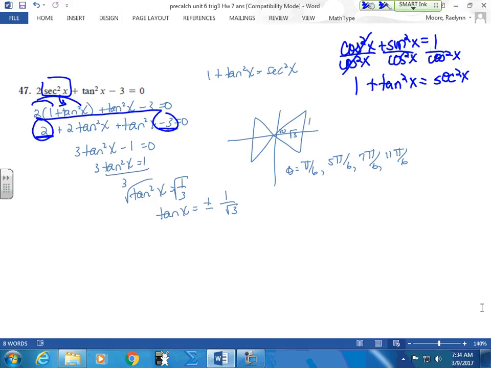Another thing I see kids do is leave this under here. If you leave that under there, it doesn't look like anything that you know. Separate those. Square root of 1 is 1. So, a 1 and a radical 3, that says, I know that special right triangle. 1, radical 3, 2. I know that one.